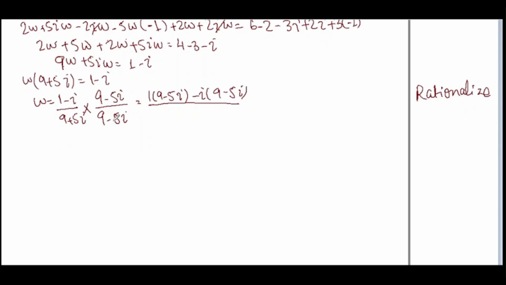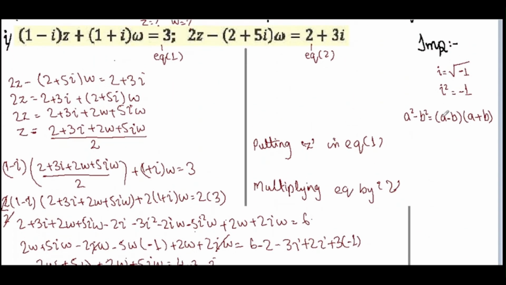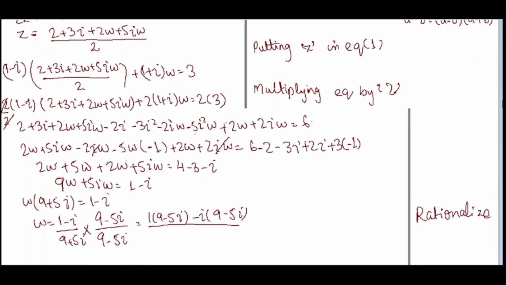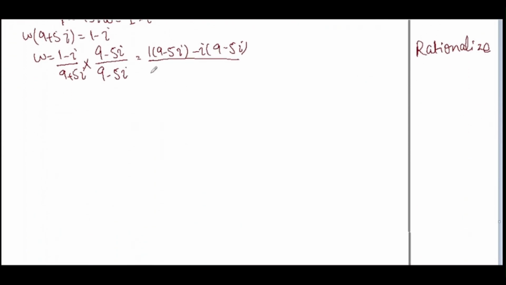iota. It is a plus b into a minus b. What is this formula equal to? I have written it over here. a minus b into a plus b equals a square minus b square. So we are going to use it over here: 9 square, because a is 9 and b is 5 iota, so minus 5 iota whole square.